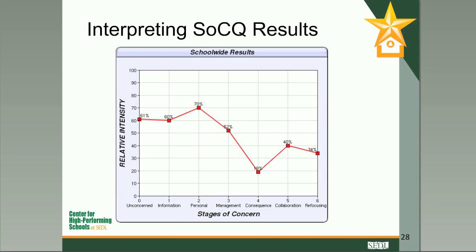And another indicator that we have is that consequence is the lowest. So it might be that you want to look at both what's the highest, that is personal, and what's the lowest, consequence. So given this, as I would interpret it, it probably is a group that's fairly new to some innovation, some process. And so they're still trying to figure it out.